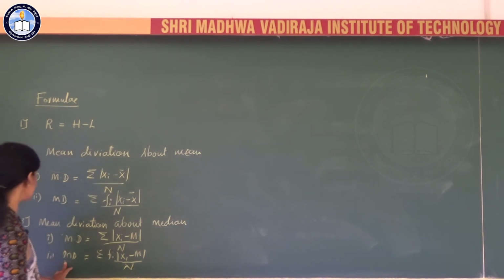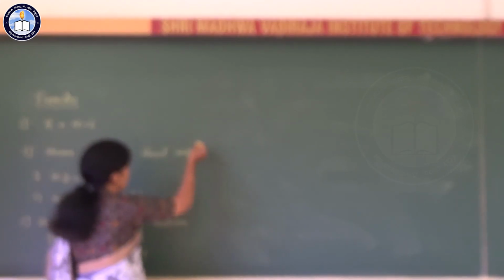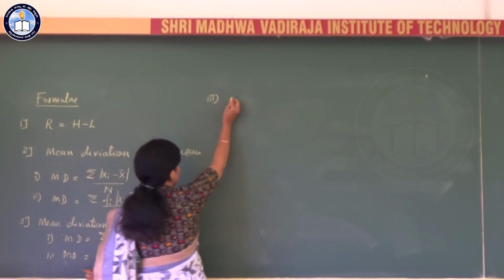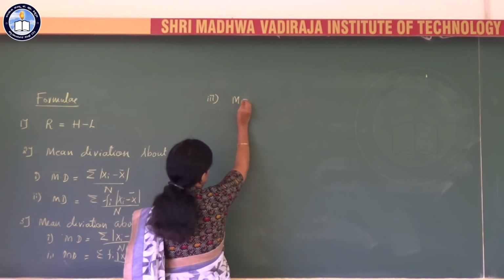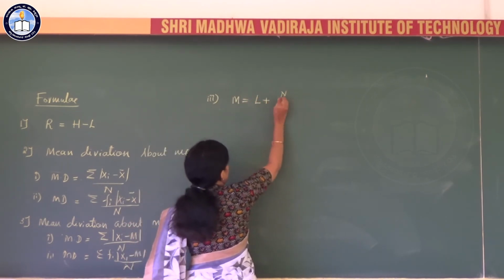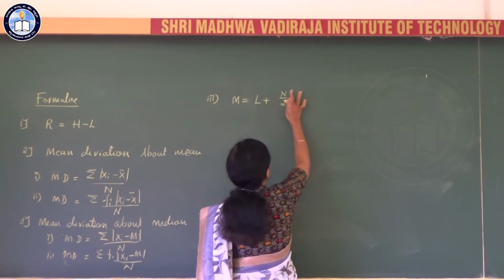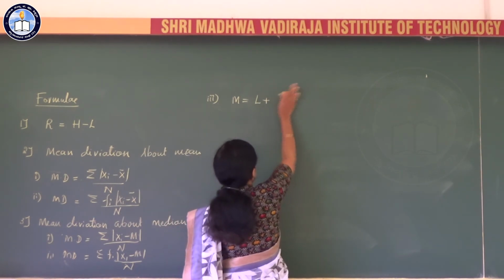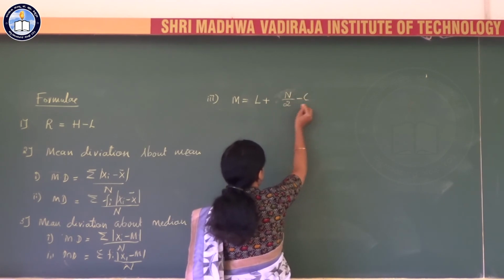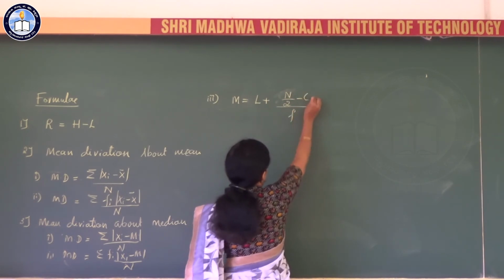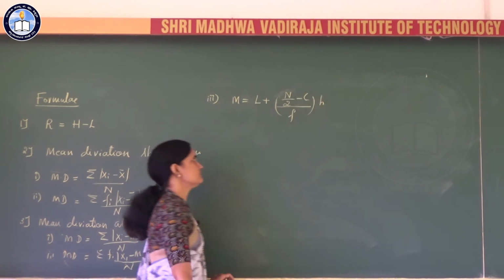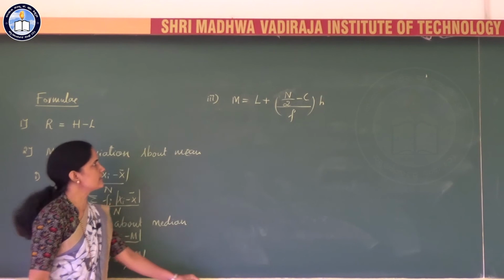So in this you must remember how to find the median of grouped data also. I will add another formula. So that is how to find the median of class interval: L plus n divided by 2 minus C divided by F into H, where H is the size of the class interval.